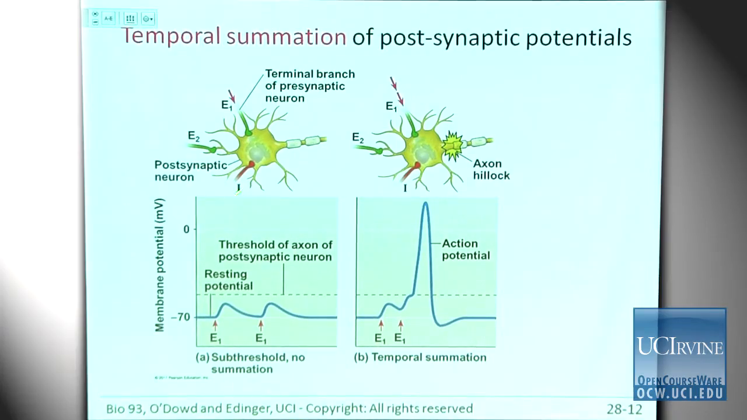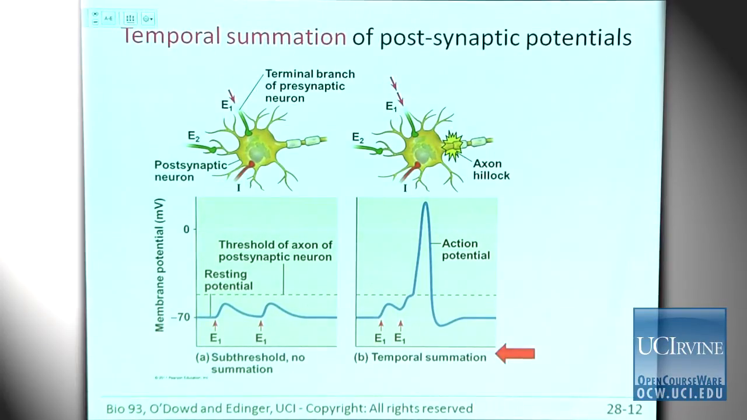So here we have a postsynaptic neuron. It's got a couple of presynaptic neurons forming synapses with it. First, we're going to look at this excitatory synapse here. And what happened was there was one EPSP, and then the potential went back to resting. And there was a second EPSP, and the potential went back to resting. This was not enough to depolarize the cell to the threshold, so no action potential was fired.